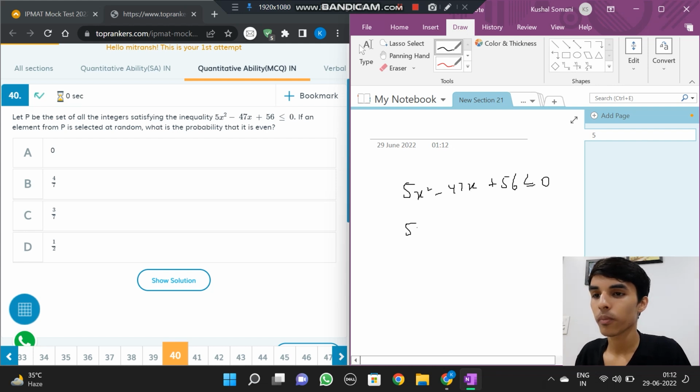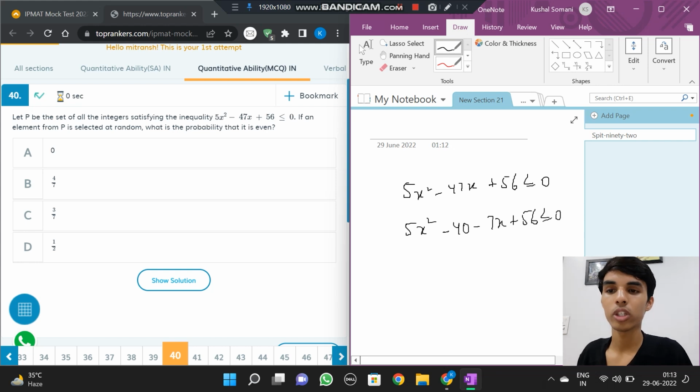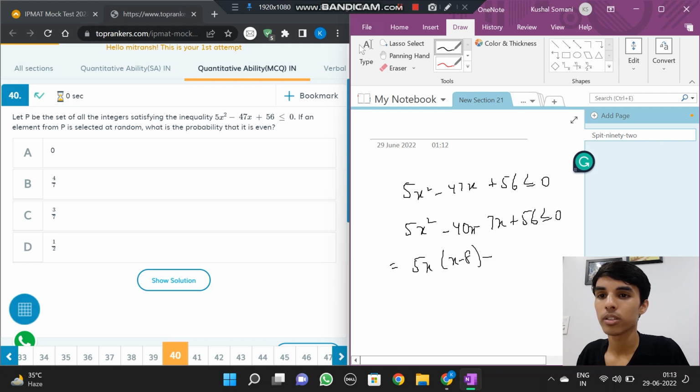So we'll factorize it. 5x square minus 47x plus 56. So I think it will be minus 40x minus 7x plus 56 less than equal to 0, as 7 into 40 is 280 and 56 into 5 is also equal to 280. Solving it further, we get 5x into x minus 8, and 7 into x minus 8 less than equal to 0. So 5x minus 7 into x minus 8 is less than equal to 0.